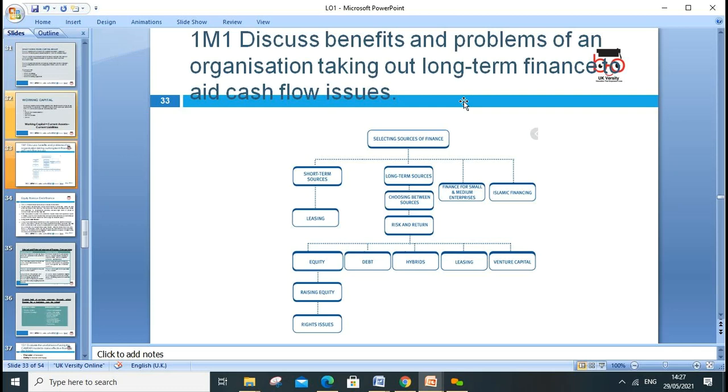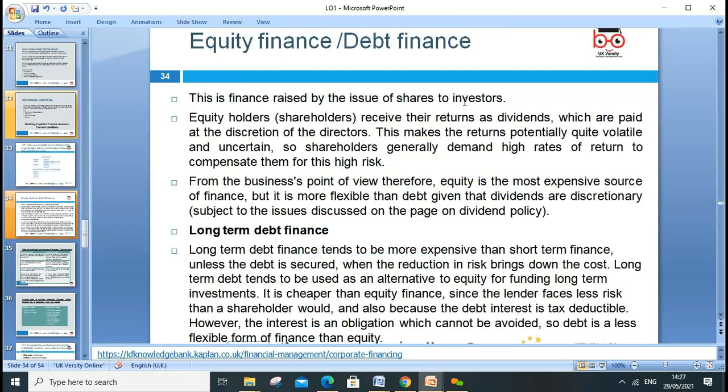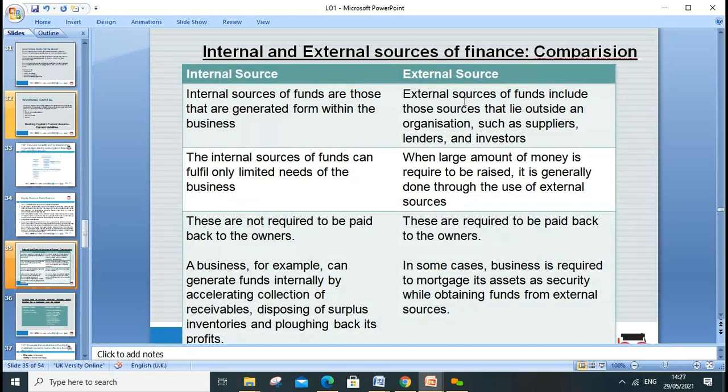Okay, then next, if you want to go through the merit criteria, we can look at long-term sources of finance. We can compare and contrast equity and debt financing. As we mentioned, equity means the shares and debt means various loan facilities through a lender. That's debt finance.